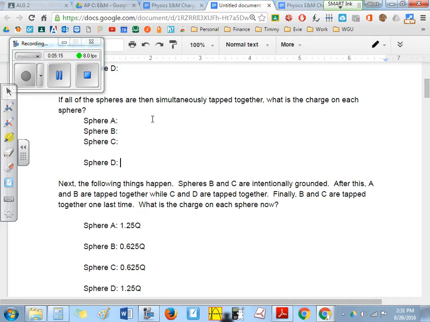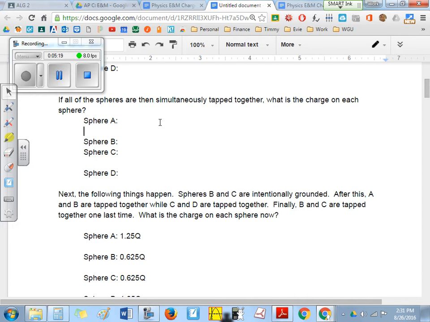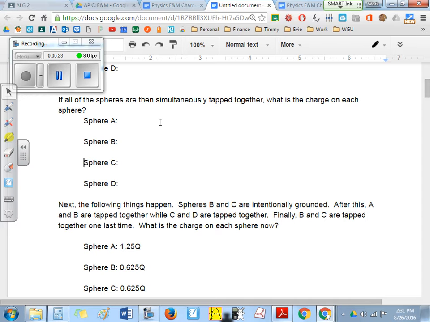Okay, now if all of the spheres are suddenly tapped together, what is the charge on each sphere? So now all 4 spheres are going to come together and bump into each other. Let's see what happens. So remember what they had originally after the last problem? It was 1.5, right? This one was 2.25, and these were each 3.125, right?